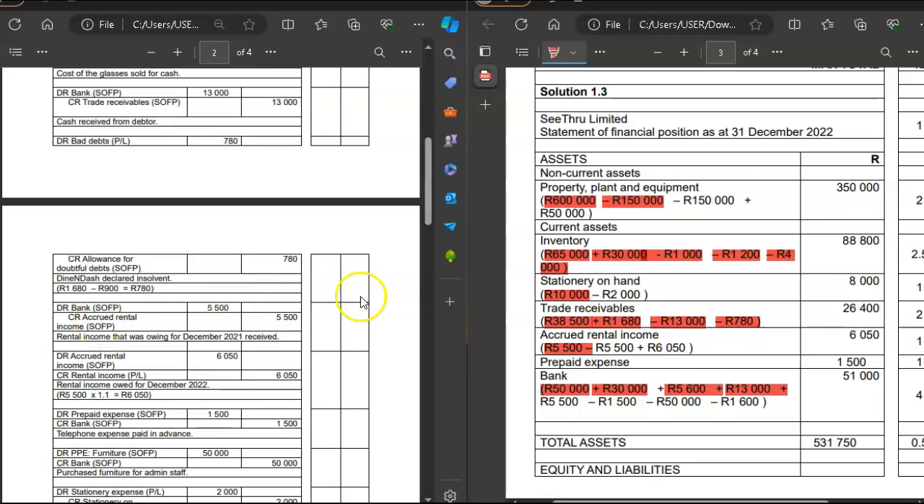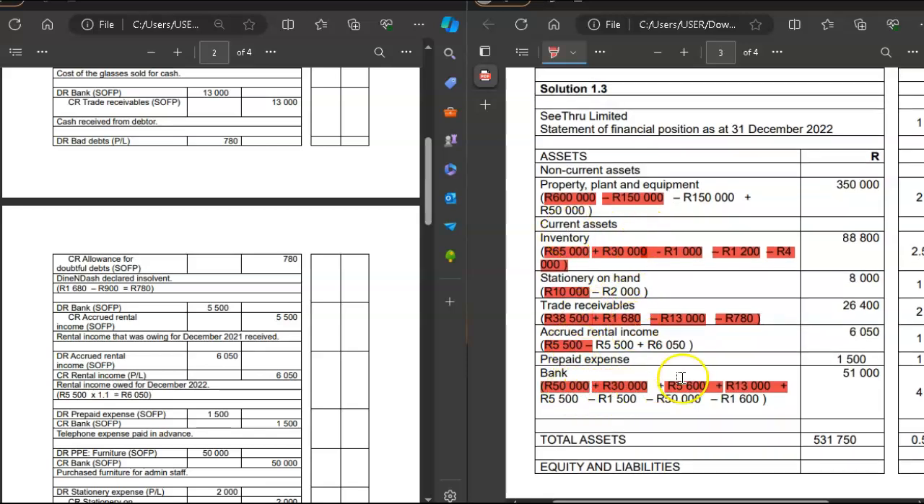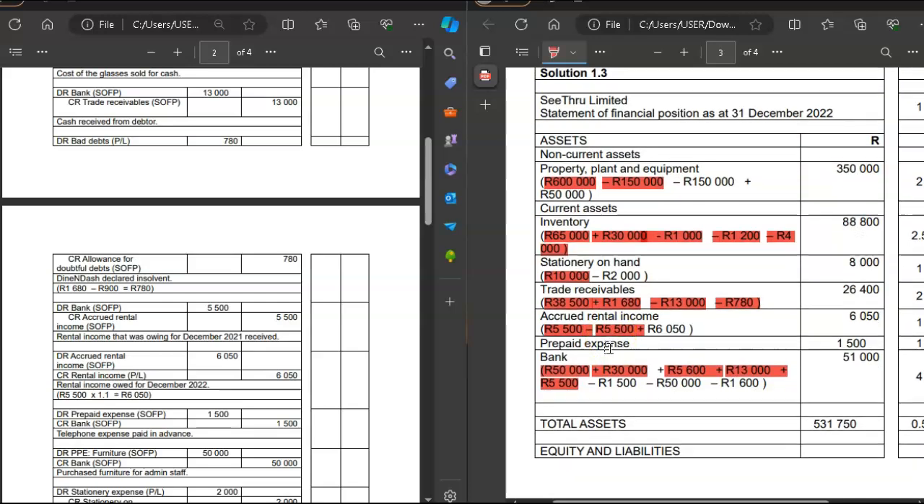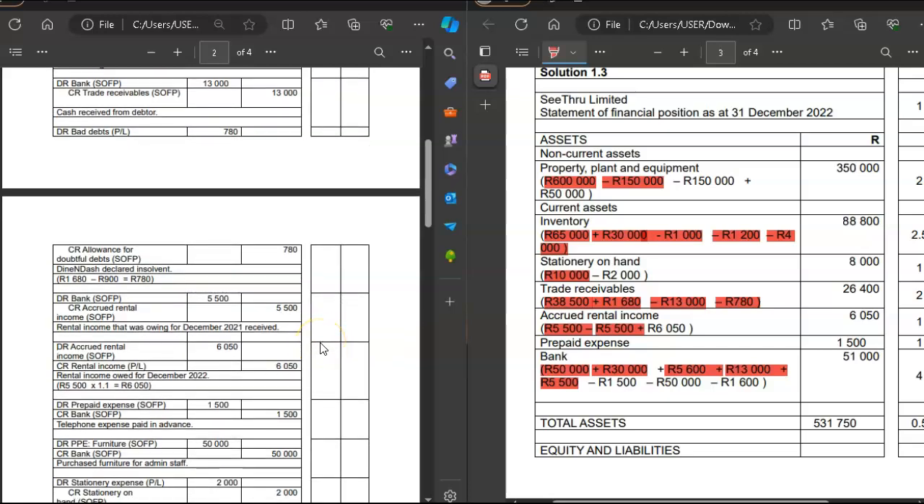So debit bank, bank is increasing by 5,500. Where's bank? Current assets, bank. There we go. 5,500. Then you credit your accrued rental income. Accrued rental income is an asset. Accrued rental income, where are you? Accrued. There we go. Minus 5,500 is decreasing, because accrued income is an asset. Credit, decreasing. Then debit accrued rental income. So plus now 6,050.